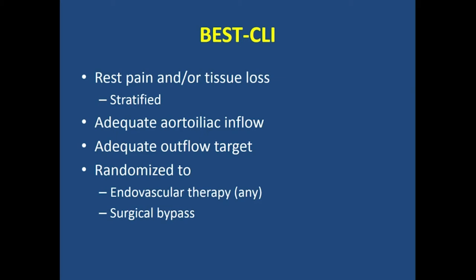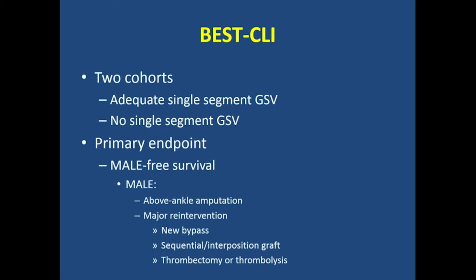The patients have to have or be given adequate aortoiliac inflow, has to be an adequate target for revascularization, and then they're randomized either to any endovascular therapy or to surgical bypass. So a very pragmatic trial. Pretty much anything that we can currently do, the patient's doing, just randomized to the concept of surgical bypass versus the concept of endovascular therapy. They're also looking at two different cohorts, patients who have good great saphenous vein and patients who don't, which is a big question. What to do with the patient without vein? Should we do all those endo, or should we try to bypass them?